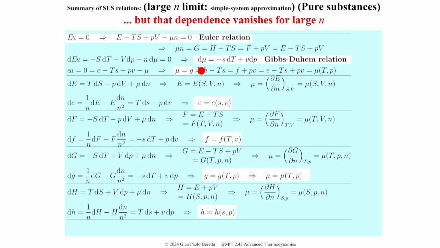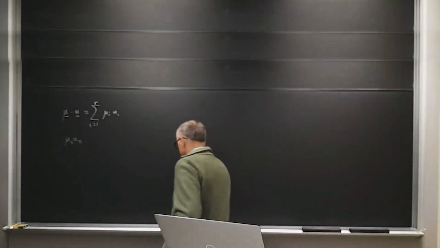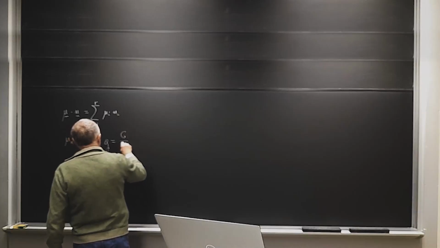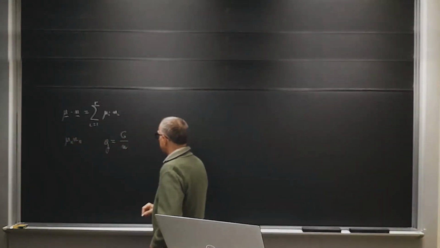For the pure substance, notice that due to the Euler relation, the chemical potential is also equal to the specific Gibbs free energy, so the Gibbs free energy per unit mole. Like, it's G, capital G over N.